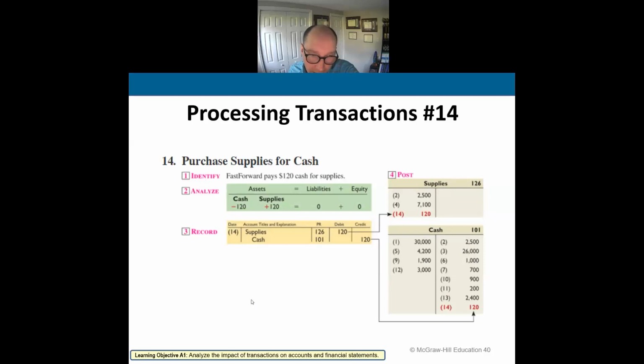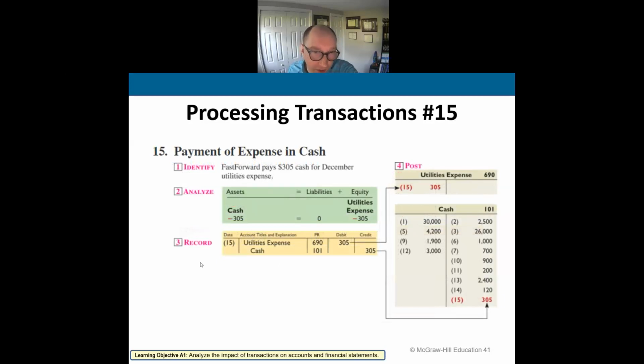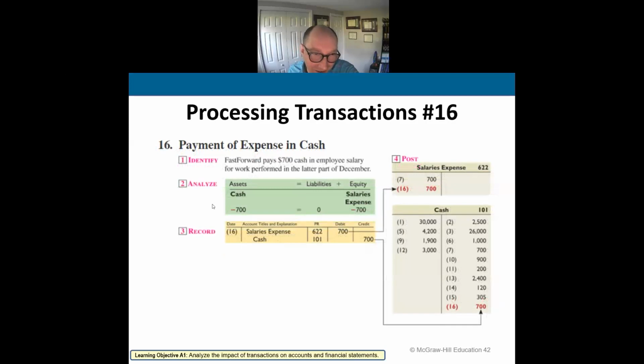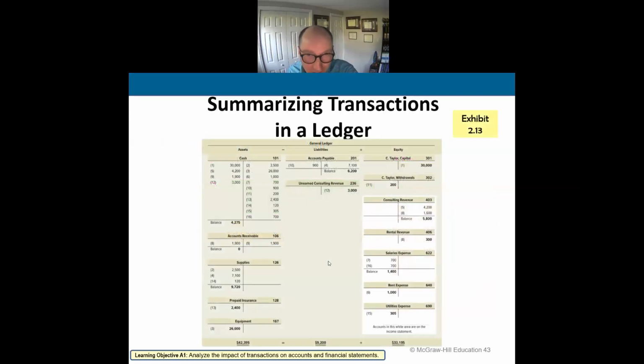Purchasing supplies for cash. Debit supplies, credit cash. It's a very straightforward transaction. 15. Paying expense in cash. Debit the expense, credit cash. That's easy. 16. Payment of expense in cash. Debit the expense, credit the cash. Now, out of those 16 transactions, we see the ledgers.